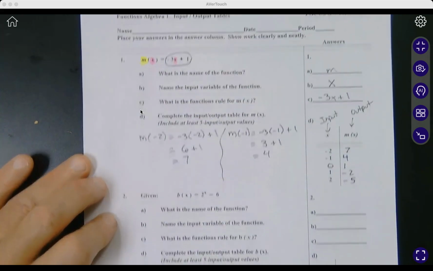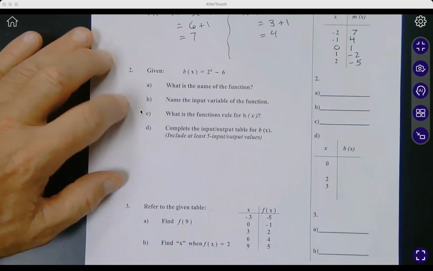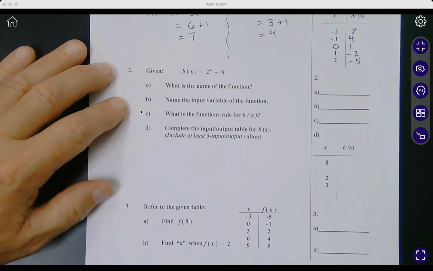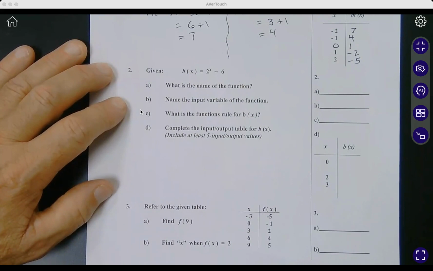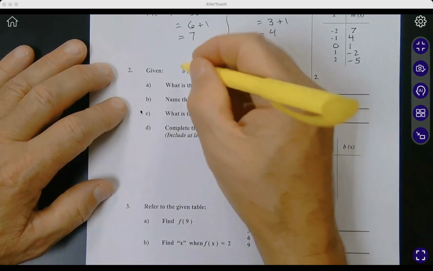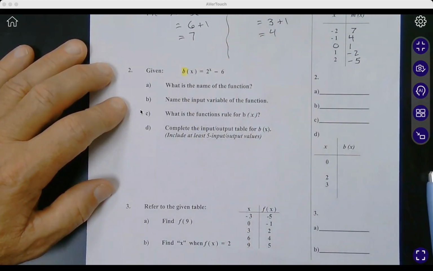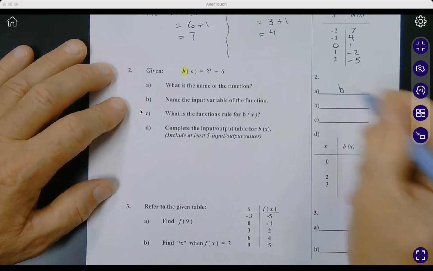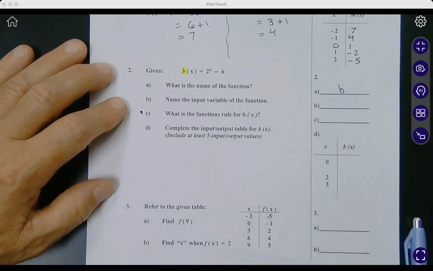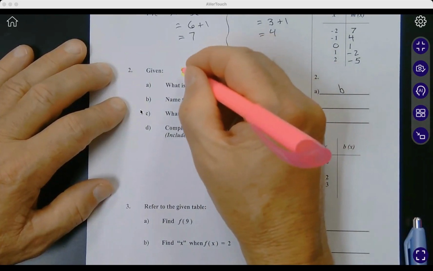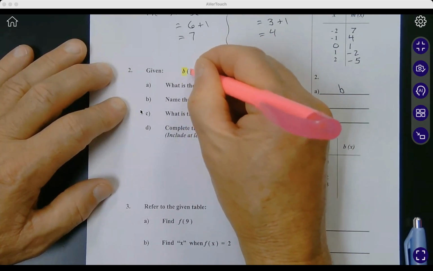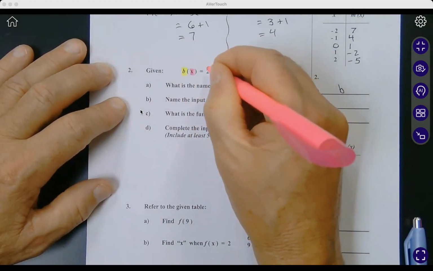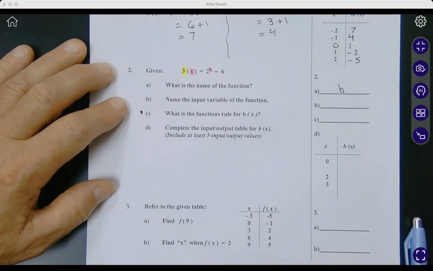Let's go on to question number 2. Question number 2 is b of x equals 2 to the x power minus 6. So let's go ahead and name that function. That function is b. Let's identify that input value. Remember that input variable, b of x, is telling you the input variable is x. And in the rule, there's that x right there as well.